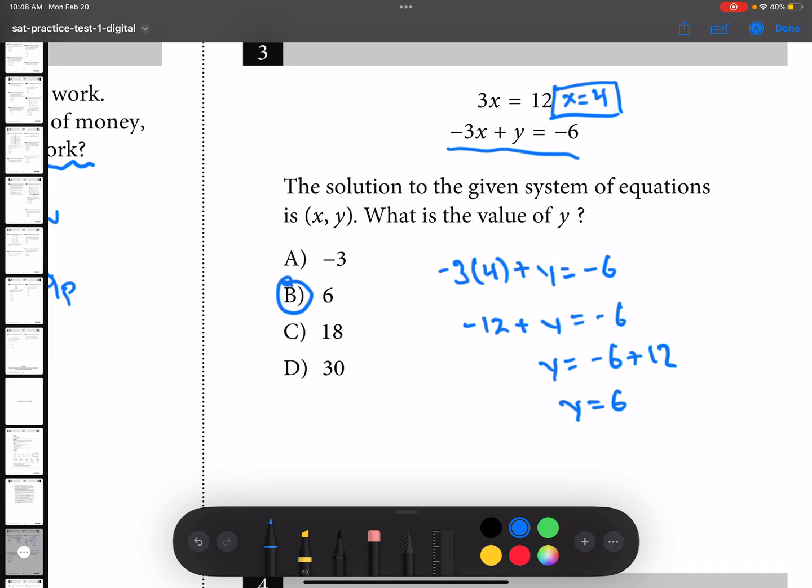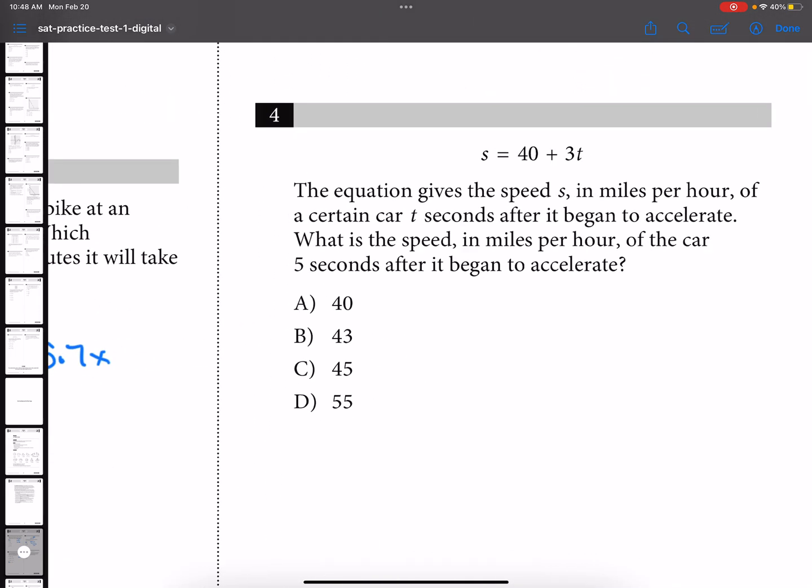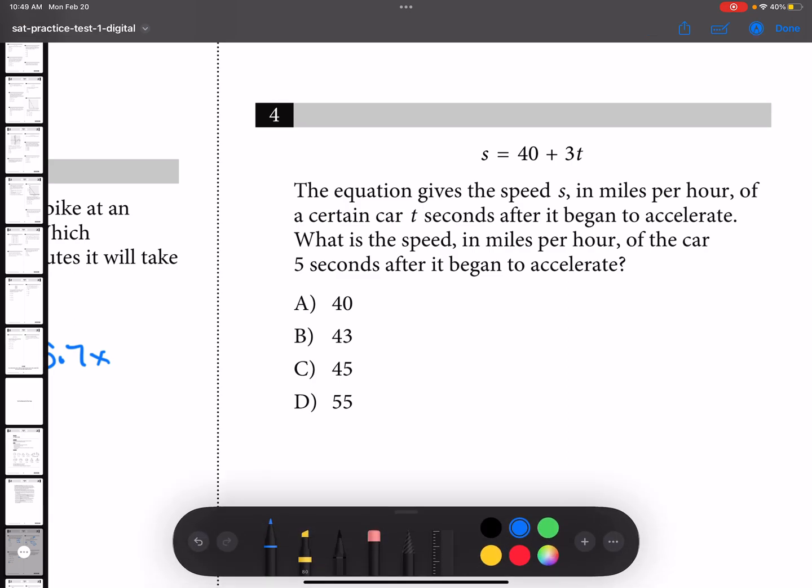Okay, next question. The equation gives the speed s in miles per hour of a certain car t seconds after being accelerated. What is the speed in miles per hour of the car 5 seconds? Okay, so if s is equal to 40 plus 3t, and t is equal to 5, because it does say 5 seconds. So s is equal to 40 plus 3 times 5, 15. So s is equal to 55. So our answer is D.